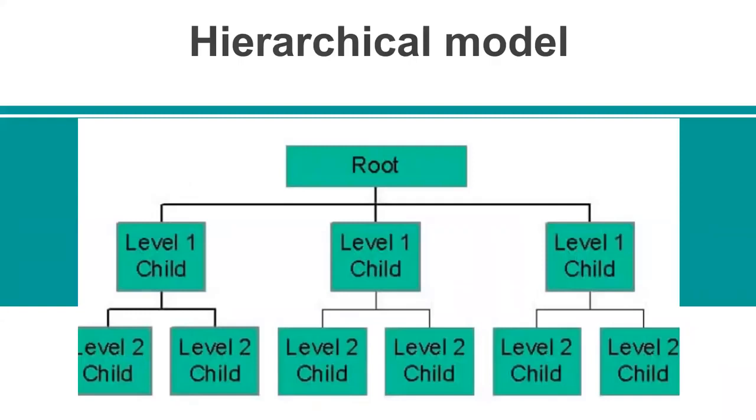So the hierarchical model, as you can see from this picture, we have a main root. It is the main information which we have, and this information, in our case the root, is divided into subroots, and each subroot is also divided into subroots. Each subroot has only one parent here. As you can see, level 2 has level 1, which has the main root, and so on.